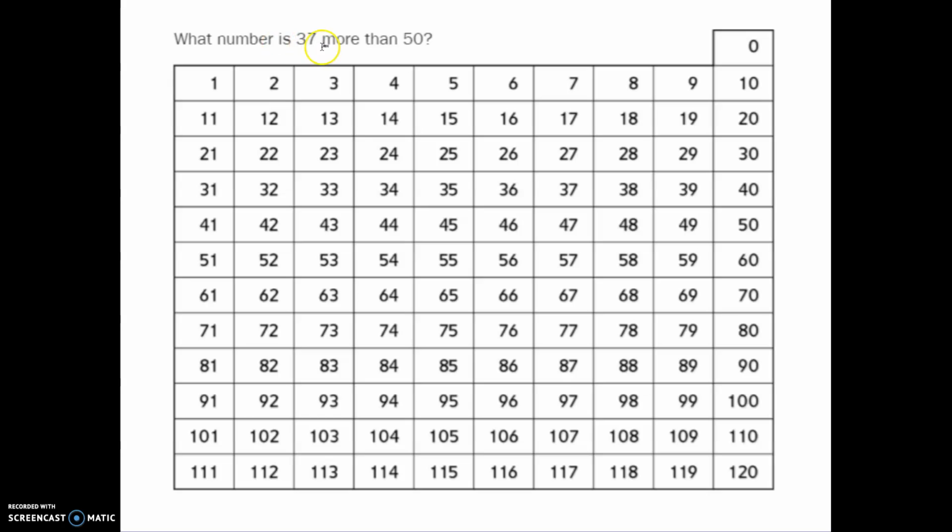So what's 37 more than 50? 10, 20, 30, 31, 32, 33, 34, 35, 36, 37. 87 is 37 more than 50.